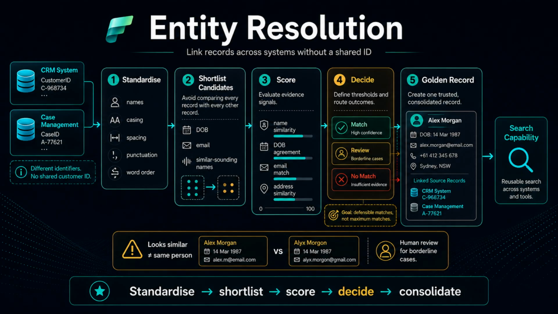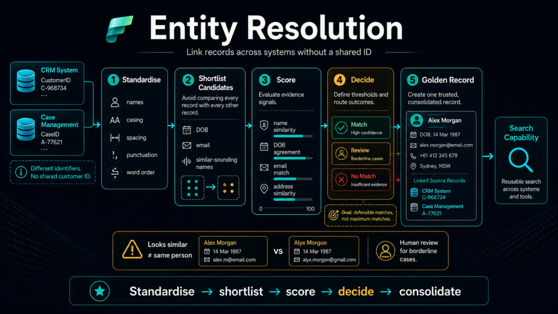First, we standardize the data. Names are a good example. The same name can appear with different casing, punctuation, spacing, or even a different word order. So before comparing anything, we try to remove those superficial differences. Then we create a short list of possible matches. At scale, we don't want to compare every person with every other person. That becomes expensive very quickly.